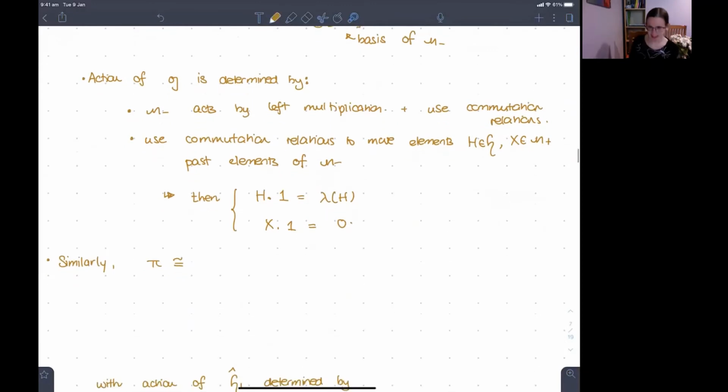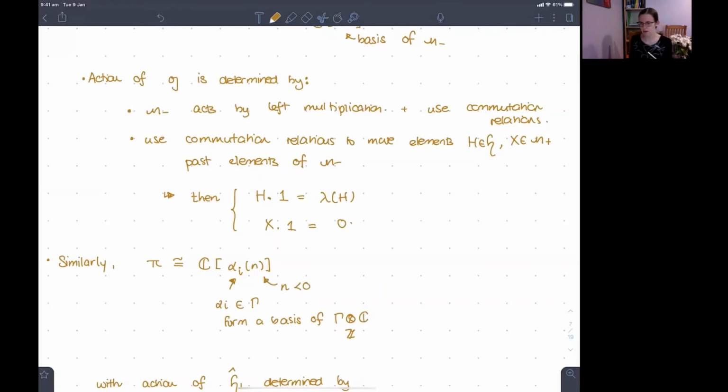So we see that pi as a vector space is a polynomial algebra on infinitely many generators, alpha_i to the n, where alpha_i and gamma form a basis of H, which was this guy, and n are negative.